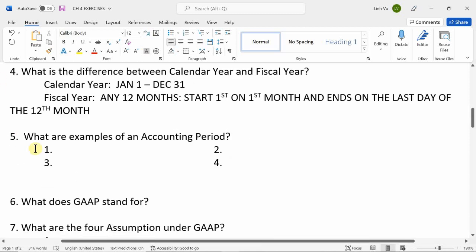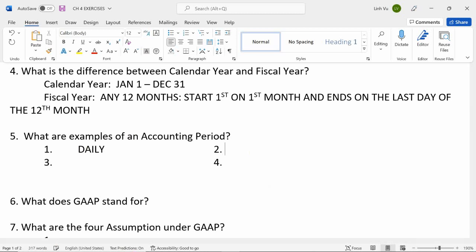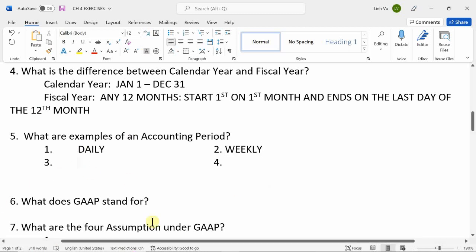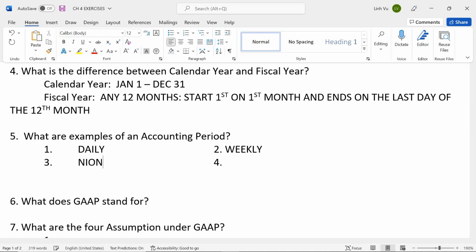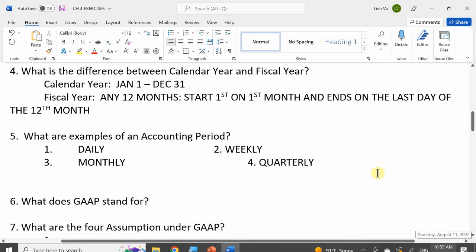Good. Number 5, what are examples of an accounting period? Daily. Weekly. You could do financial, yep. Monthly, that's the most common one. Quarterly. Good. All right.